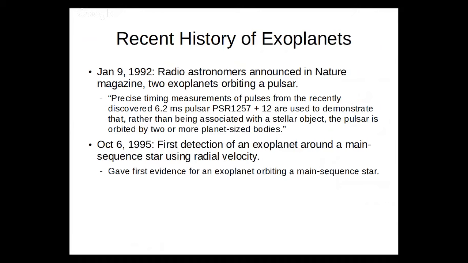So it gave the first evidence of an exoplanet around a main sequence star, which was big because it means there's a planet that's orbiting a star like ours. It orbited very close and was massive. And this is where the term hot Jupiter was first used. So not even that long ago, this wasn't even a term until 1995.